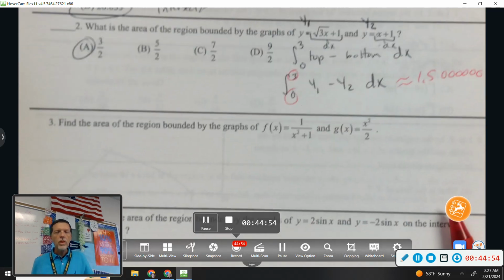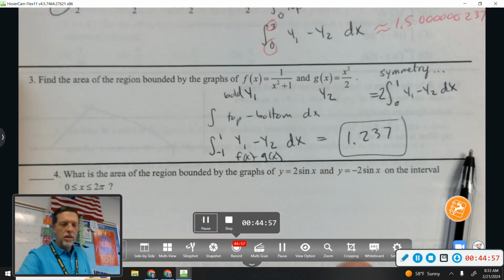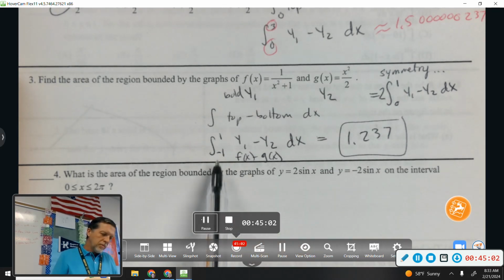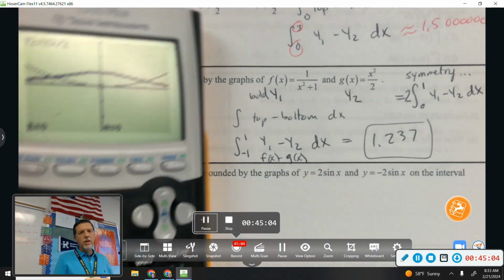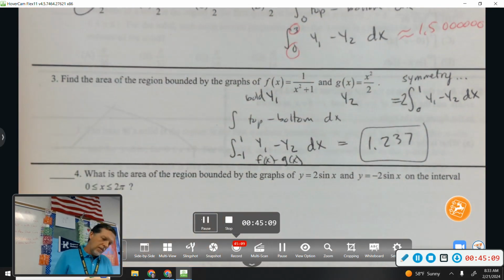All right, try number 3. Because of the symmetry of the thing, top minus bottom from -1 to 1. So again, you've got to figure out where they intersect. You've got to figure out who's top and bottom, and then put it in the calculator correctly.